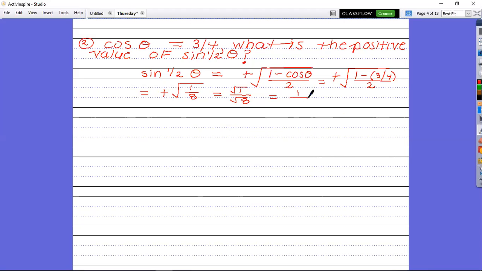And then the square root of 8 simplifies into 4 and 2. So the square root of 4 is 2, and then radical 2. I'm going to rationalize top and bottom, and then there's my answer. So you've got to rationalize all of these, and this is equal to the square root of 2 over 4.